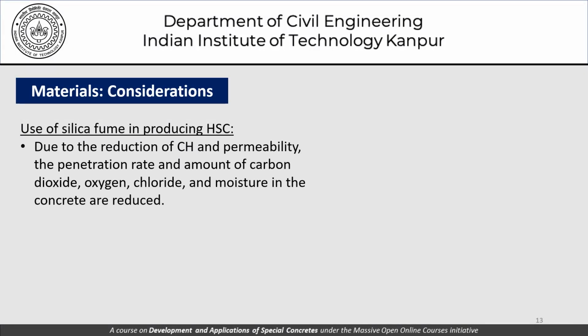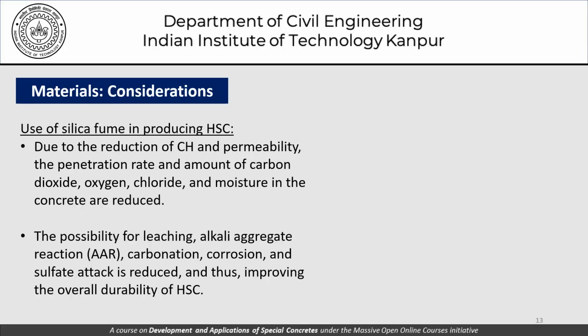Continuing with our discussion on silica fumes, due to the reduction in calcium hydroxide and the permeability, the penetration rate and the amount of carbon dioxide, oxygen, chlorides and moisture in concrete are reduced. Basically, as the pore structure becomes denser, it reduces the permeability and therefore the penetration rate of any material, whether it is deleterious or not, which could be carbon dioxide or chlorides or oxygen, as far as high strength concrete is concerned. The possibility of leaching, alkali aggregate reaction, carbonation, corrosion and sulfuric attack is reduced, thus improving the overall durability of high strength concrete.